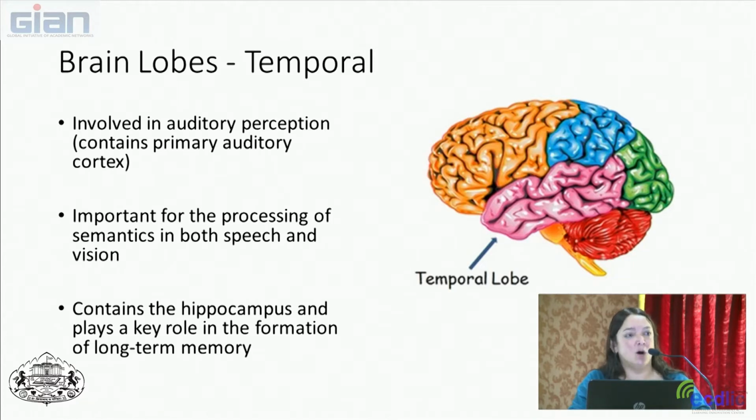It helps with memory formation. And some people tend to think that the hippocampus is part of the midbrain, which I believe it also is, but it also extends into the temporal lobe. So the hippocampus plays a key role in the formation of long-term memories.